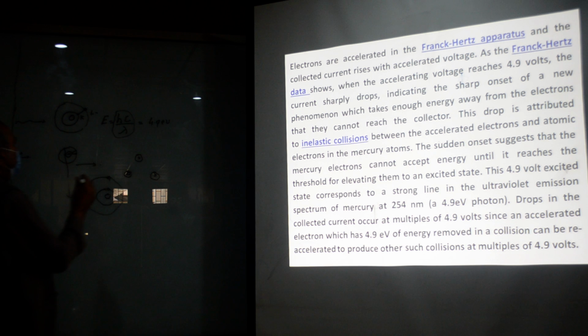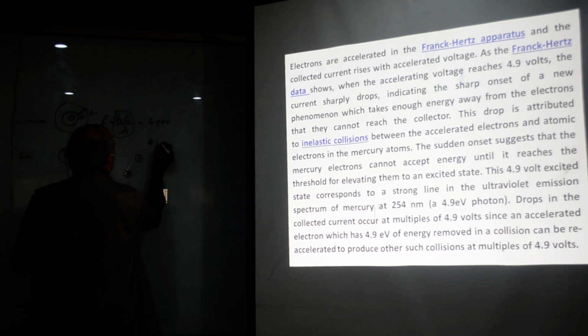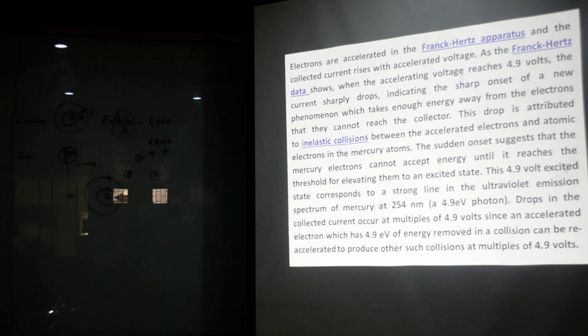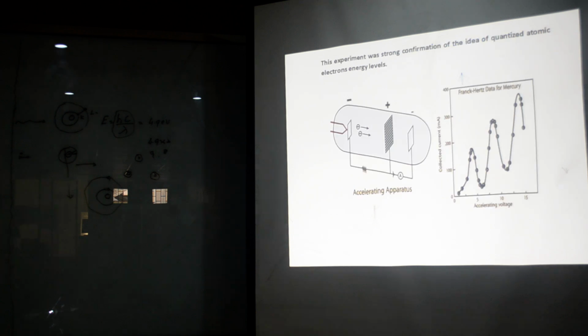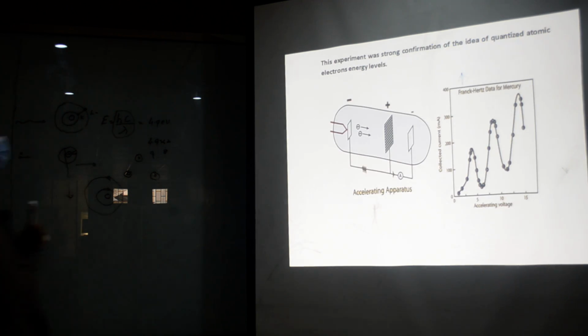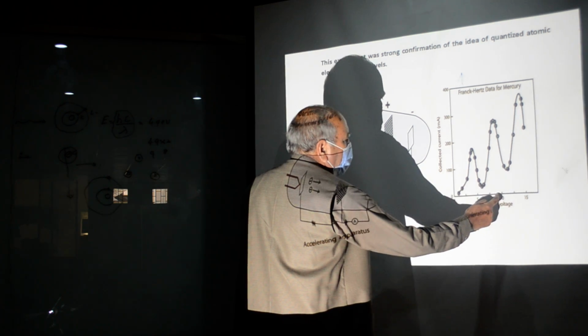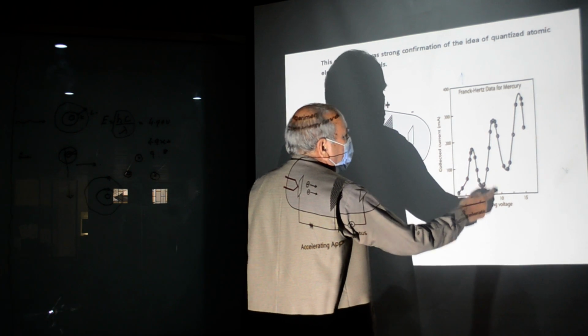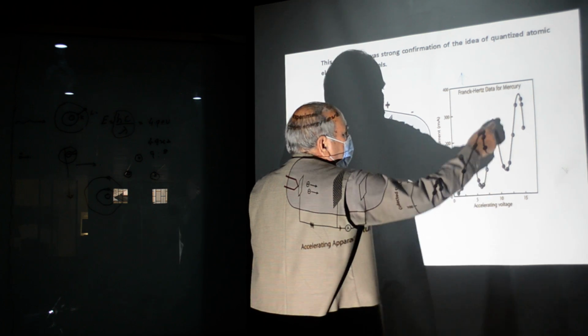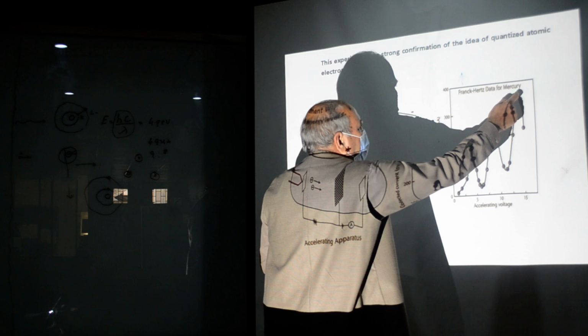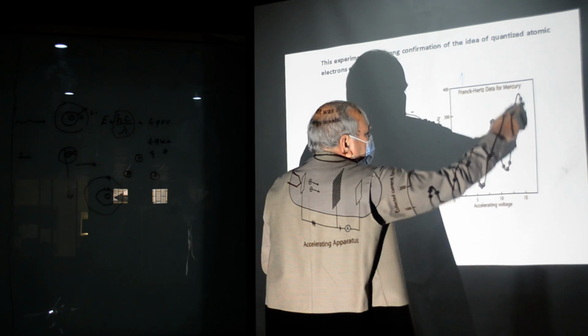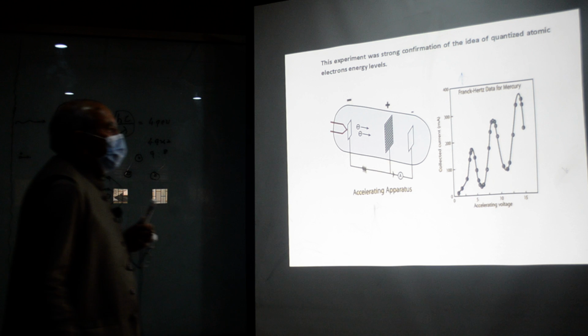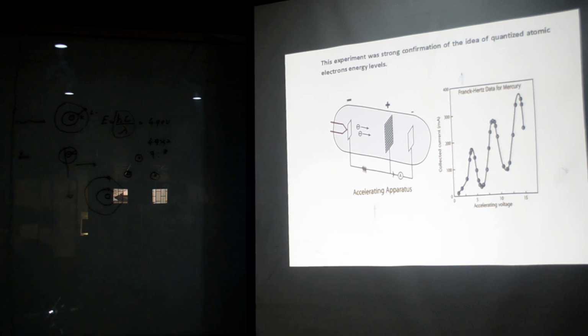Drop in the collected current occurs at multiples of 4.9 volts. Multiples mean 4.9 multiplied by 2, so this will come out to be 9.8. You can see that again at 9.8 here, there is a sharp peak, again a reduction in current, and then 3 multiplied by 4.9 will come here. This will be equal to 12 or 13 point something.